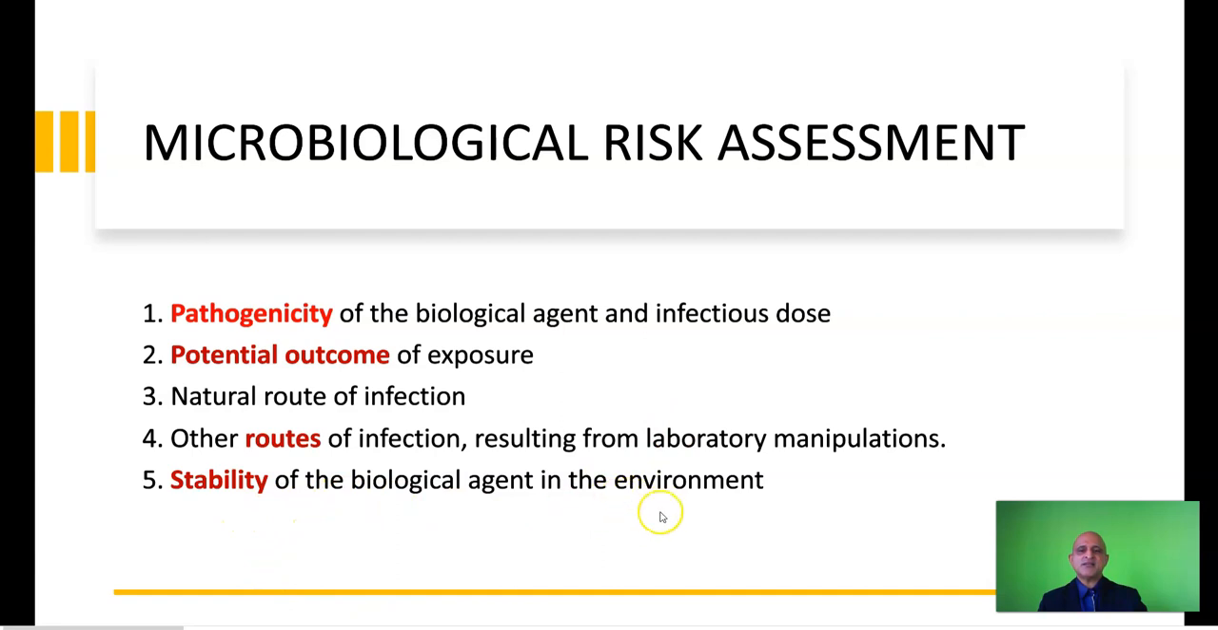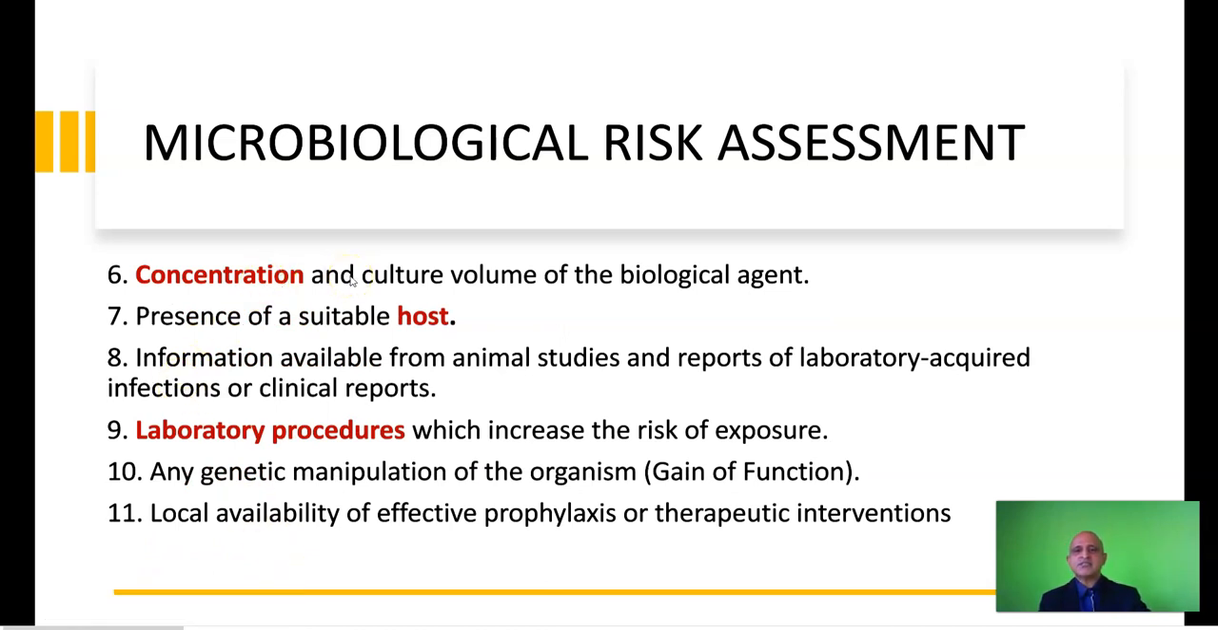And finally, there's the stability of the biological agent in the environment. This can be noted in the case of many viruses. Some viruses are not stable under normal environmental circumstances, so they get attenuated or weakened in the environment. This is one of the points highlighted in the WHO Laboratory Biosafety Manual. There are other factors such as the concentration and culture volume of the biological agent. In your laboratory, you may be culturing this biological agent via plates or liquid media. The concentration and culture volume is one aspect which you need to keep under control. Then the suitable host. For example, if the pathogen which you are culturing in your lab does not have access to a suitable host for its transmission, that basically breaks the chain of infection. And you need information from prior animal studies. This can be in the form of research reports in order to develop your risk assessment strategy.